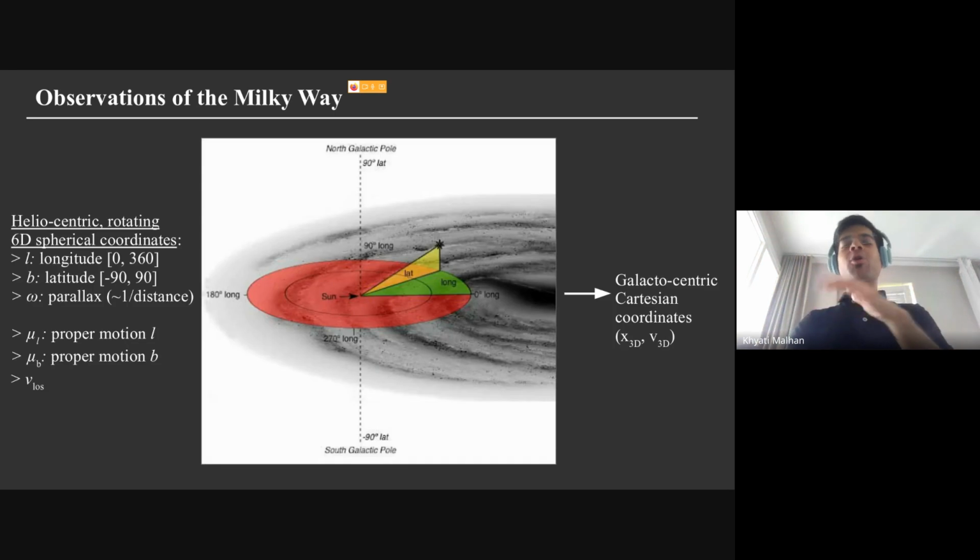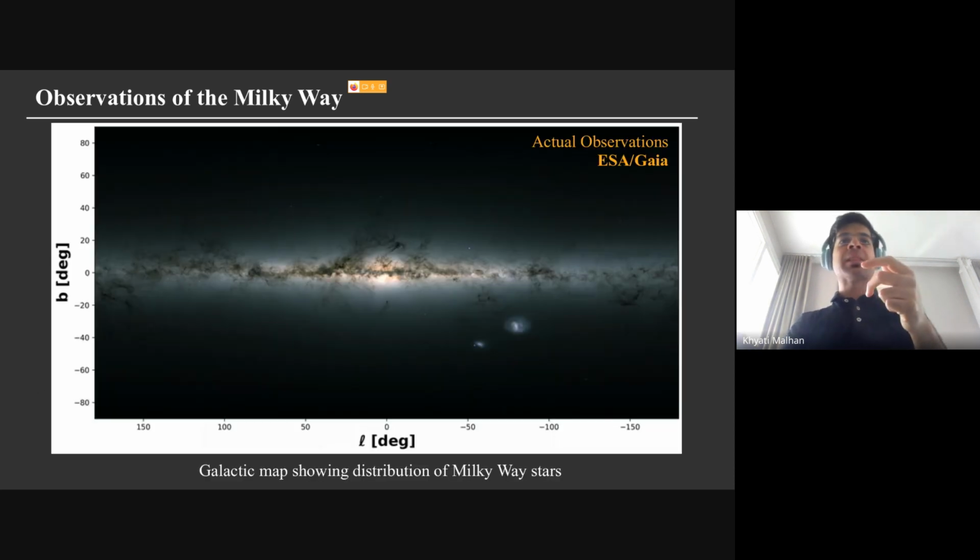So until now, all the images that I was showing you were either artistic impressions of the Milky Way or simulations or models. This is the actual observation of the galaxy, right? So this is a map produced by the Gaia collaboration. Gaia is a space telescope launched by the European Space Agency in 2013. Since then, it's been mapping the sky. So this is how the full 4 pi sky looks when viewed by Gaia.